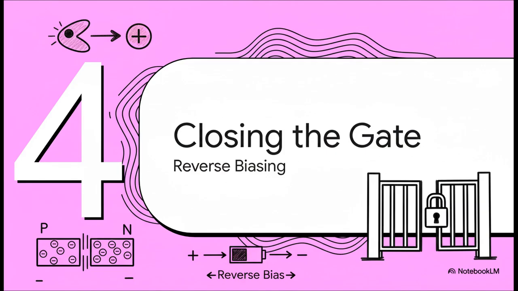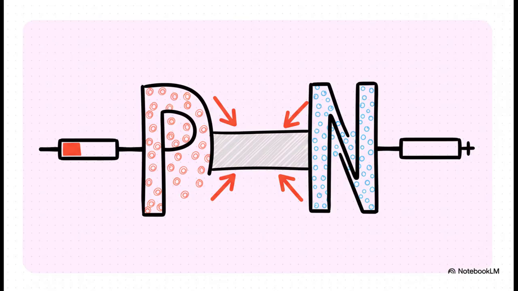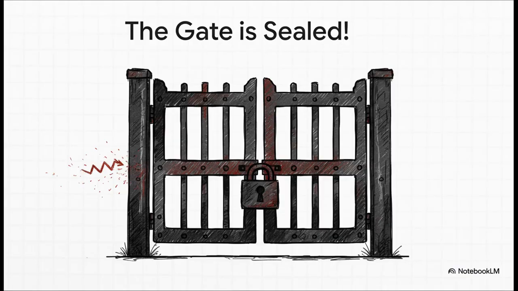Okay, so if that's how we open the gate, you can probably guess what happens if we do the exact opposite. What if we flip that battery around? Well, that's called reverse biasing, and it's how we slam the gate shut and lock it tight. For reverse bias, we connect the negative terminal to the P side and the positive to the N side. So now, instead of pushing everything towards the junction, we're actually pulling all the electrons and holes away from it. And what does that do? It makes that barrier even wider, even stronger than it was before. The resistance of the junction just goes through the roof, and the gate isn't just closed, it's sealed. Essentially, no current can get through at all. We flip the switch to off.